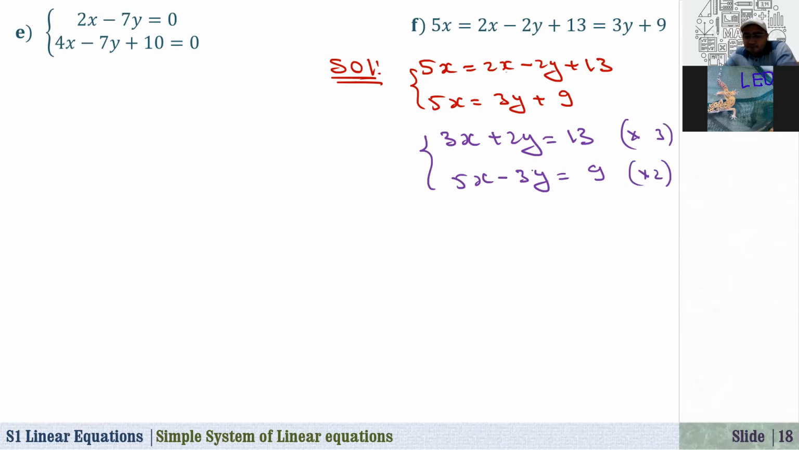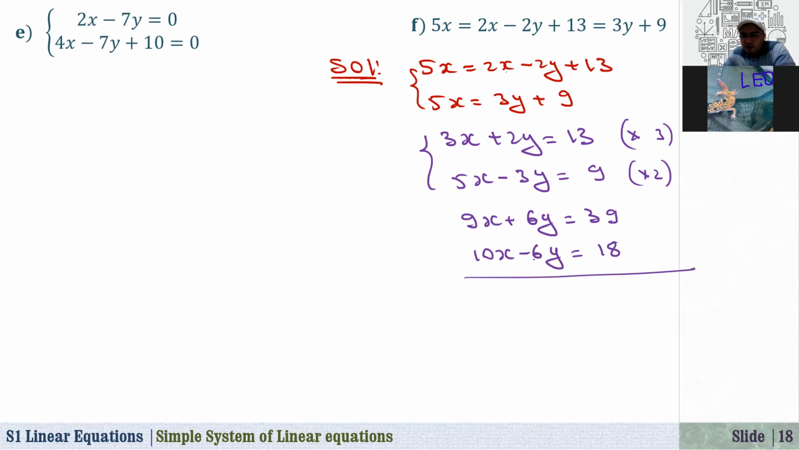Let me first carry out this multiplication. Multiply both sides of the first equation by 3: 3 times 3 is 9x plus 6y, 3 times 13, that is 39. And the second one multiplied by 2 is 10x minus 6y is equal to 18. So now if we add them together, 9 plus 10 is 19x, 39 plus 18 is 57. So what is x? x is equal to 3, because 3 times 19 equals 57.